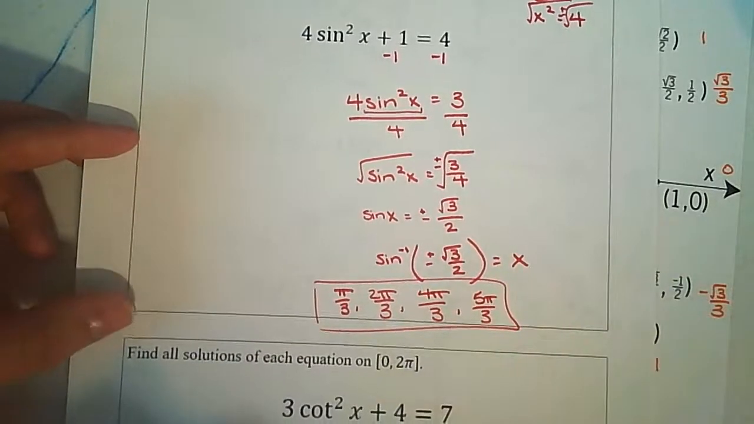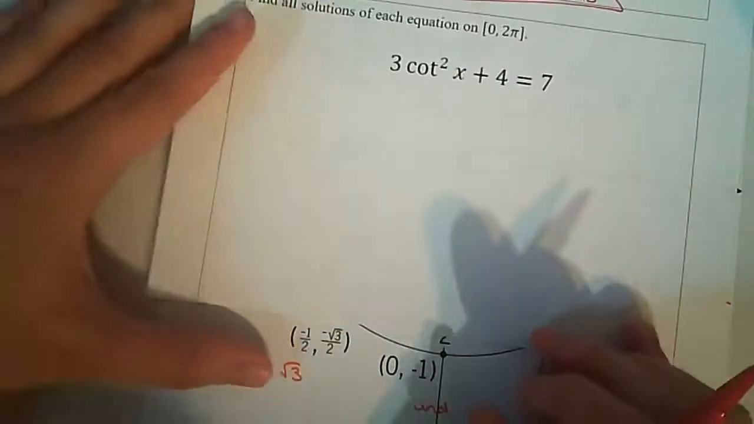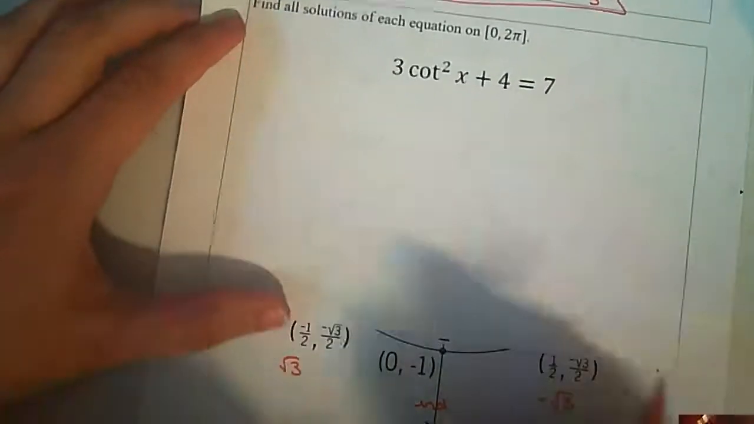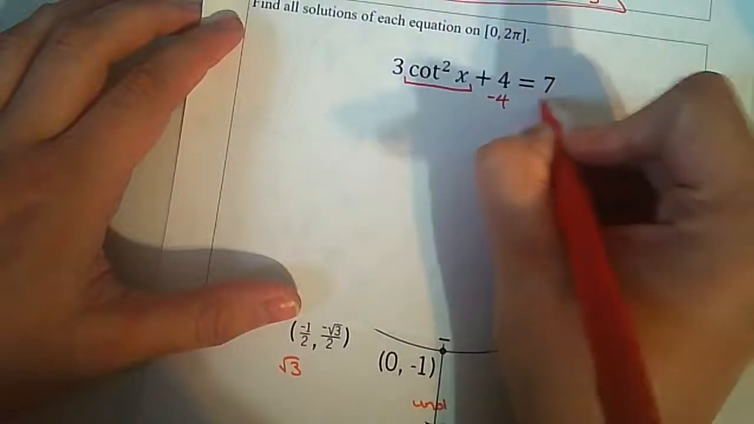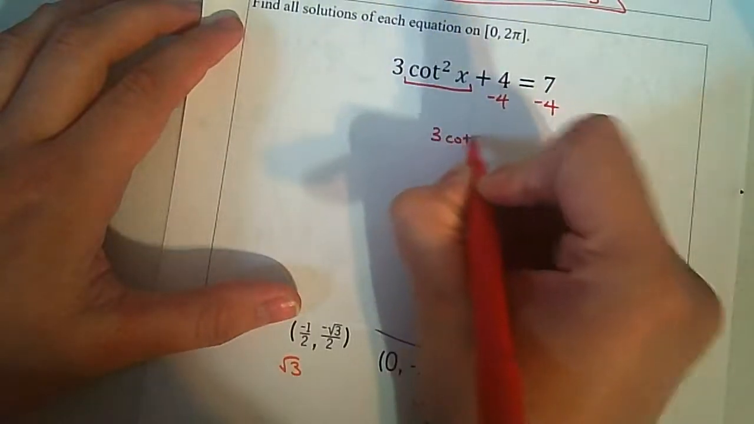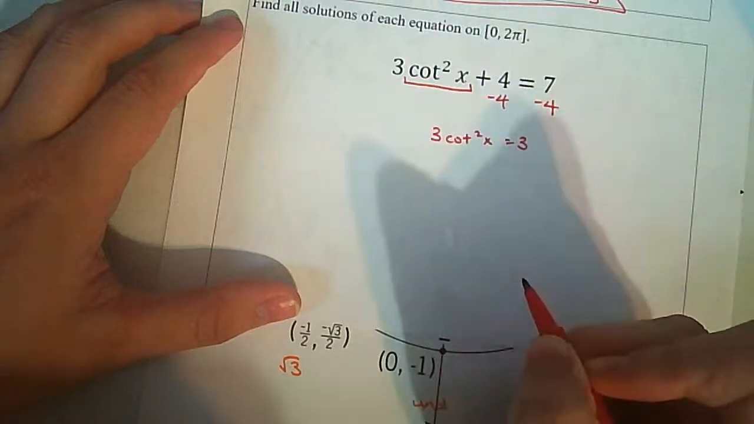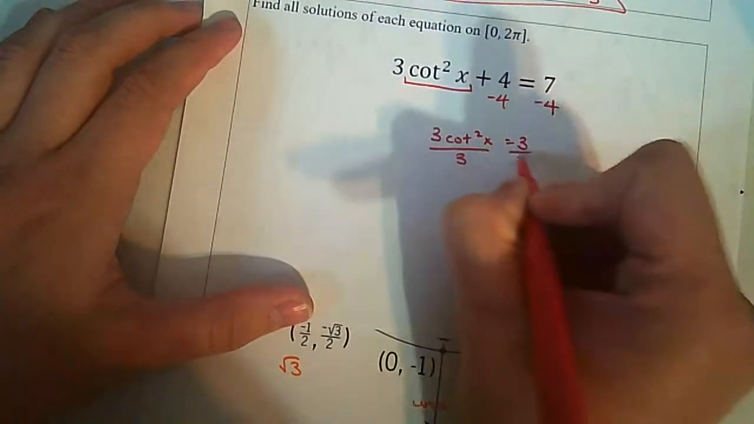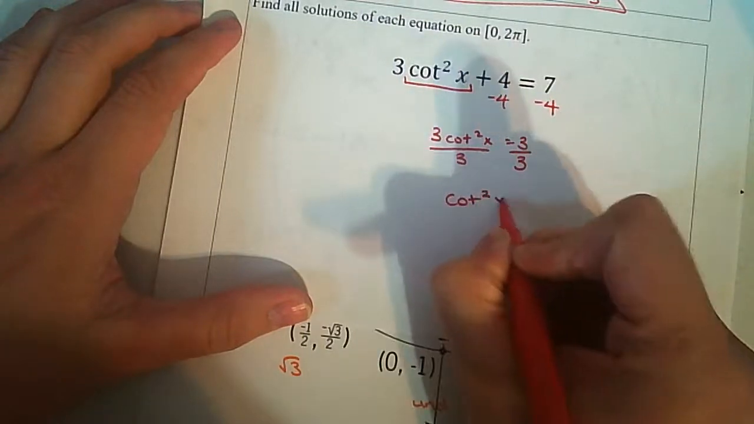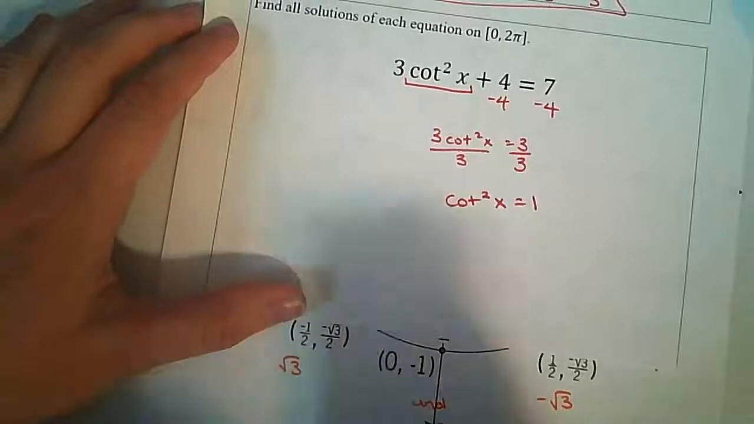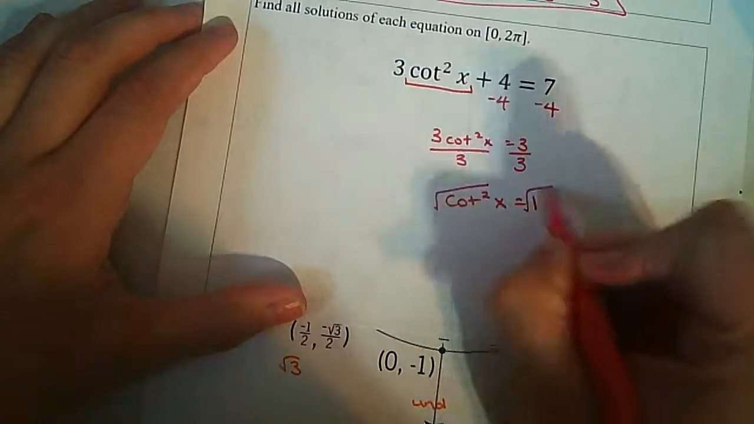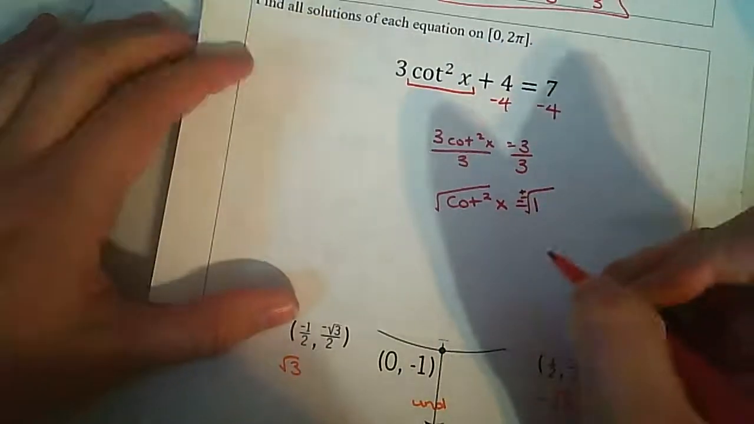All right, let's look at one more of using the square root property. So this time we have 3 cotangent squared plus 4 equals 7. And again, before we can use that square root property, we need to isolate what is being squared. So first thing I'm going to do is subtract 4 from both sides. And then I'm going to divide both sides by 3. And now what's being squared is totally by itself. So now I can add that square root. And remember, I also need to add the plus or minus as well.